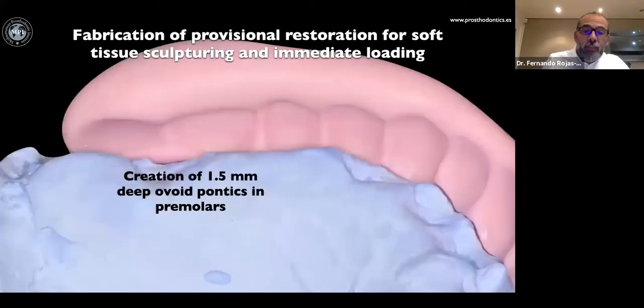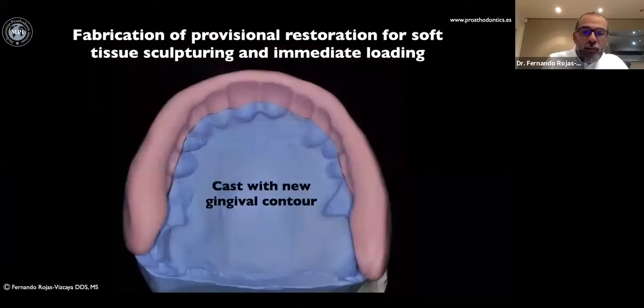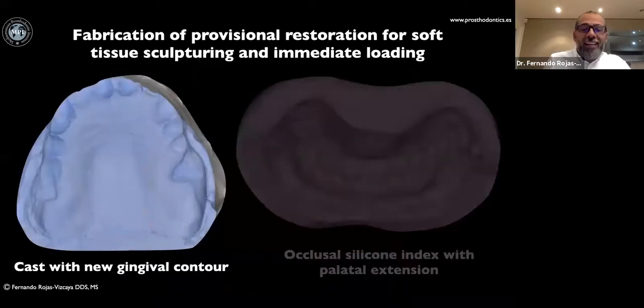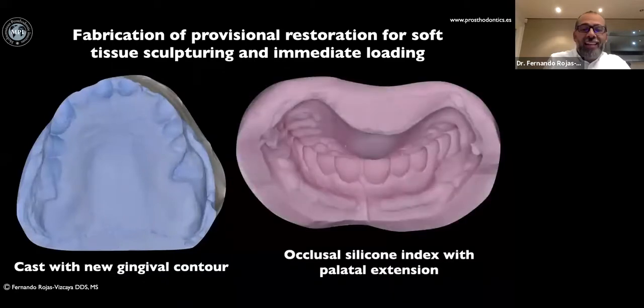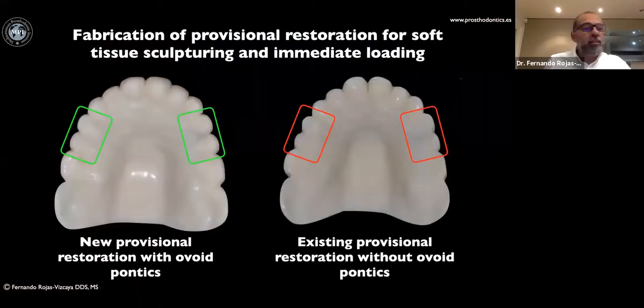Now, in this model, I create the ovate pontic for the premolar. And you see, you create 1.5 millimeters and adapt it to the margin of the crown that you can see is okay for the patient. And what is the patient using? The first prosthesis without ovate pontics. And here, with the same protocol, I create a new prosthesis with ovate pontic. And the patient is using the other. From the outside, it looks the same.